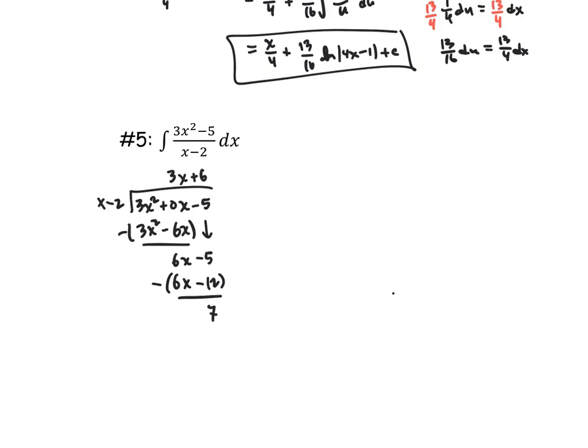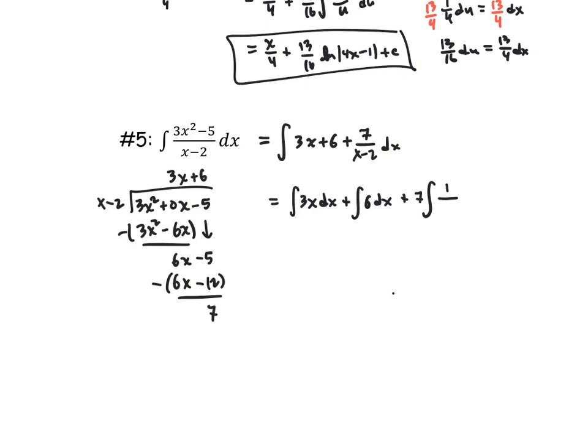Okay, so what we do from here is we're going to rewrite the integral. So the integral will be 3x plus 6 plus 7 over x minus 2. Okay, that's how we would rewrite that in a long division simplified form. Okay, so let's do these individually. You don't have to do this. I'm just doing it to reiterate some of the rules of integration and properties. I'm going to pull out the 7, integral of 1 over x minus 2 dx.